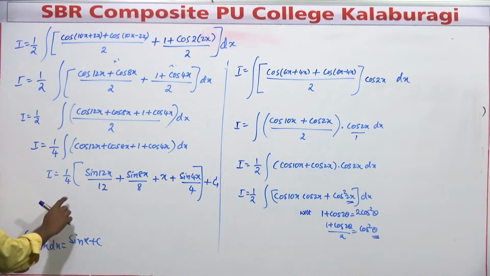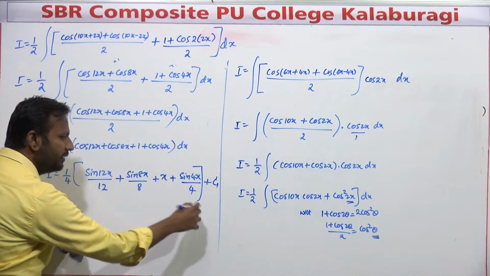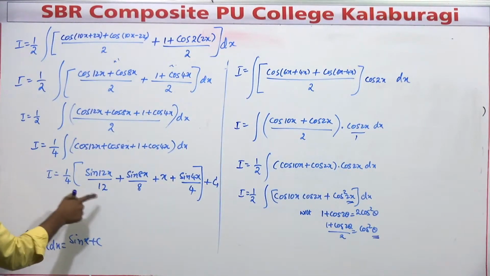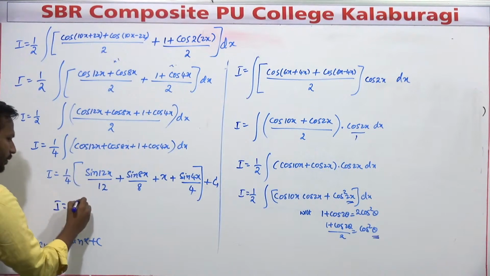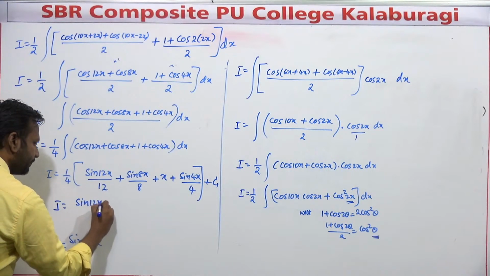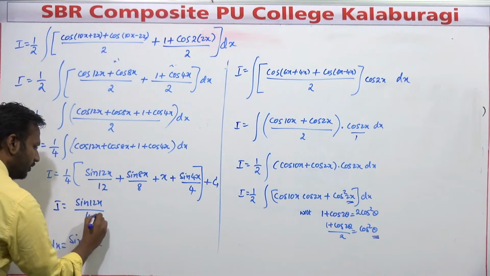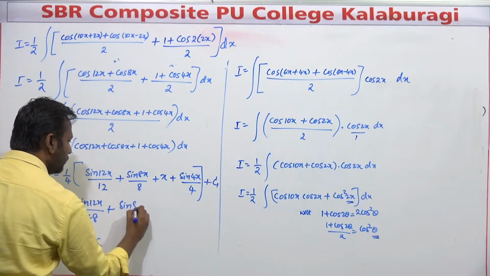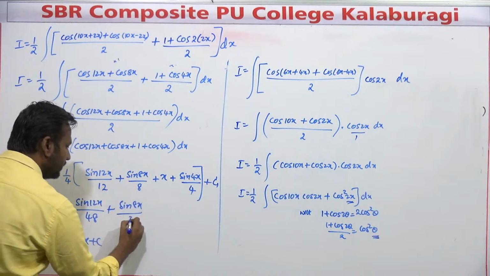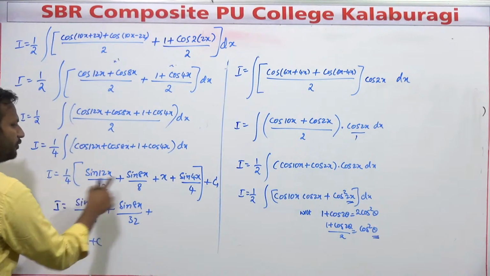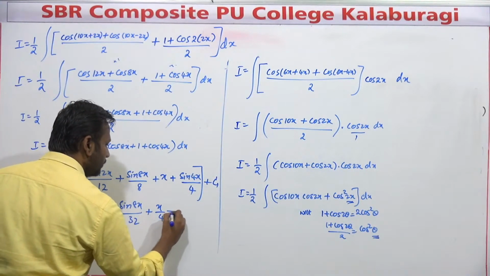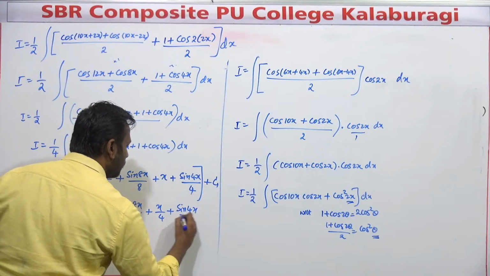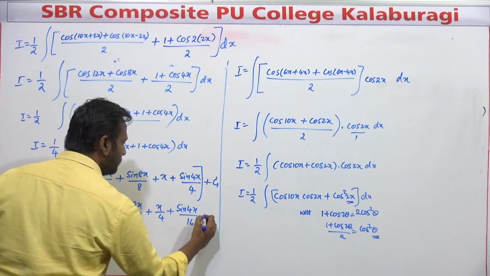Got it? Now further you can simplify or else you can leave it here itself. Furthermore, to simplify, multiply 4 inside. Denominator 4 here. What happens? 1 into sin 12x, sin 12x, 4 12s are 48. Next, 1 into sin 8x, sin 8x, 8 4s are 32. Plus 1 by 4 into x is x by 4. Next, 1 by 4 to this one, 1 into sin 4x, sin 4x, 4 4s are 16, plus c.